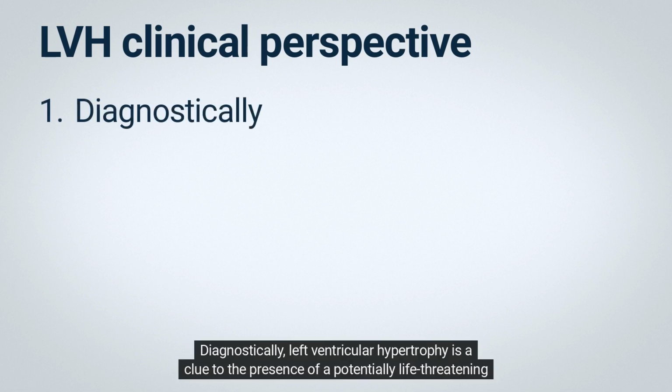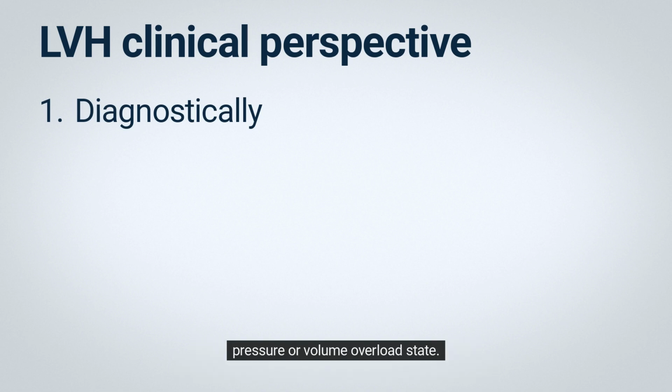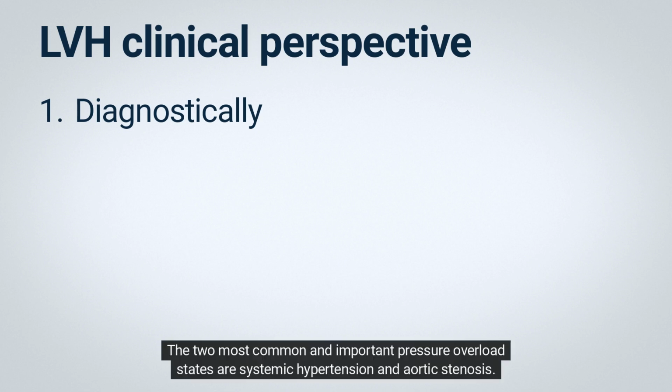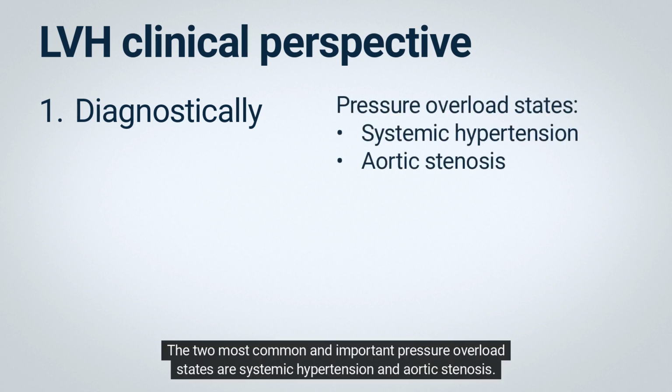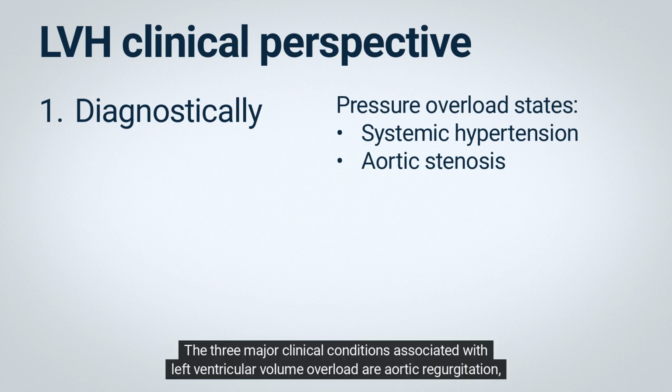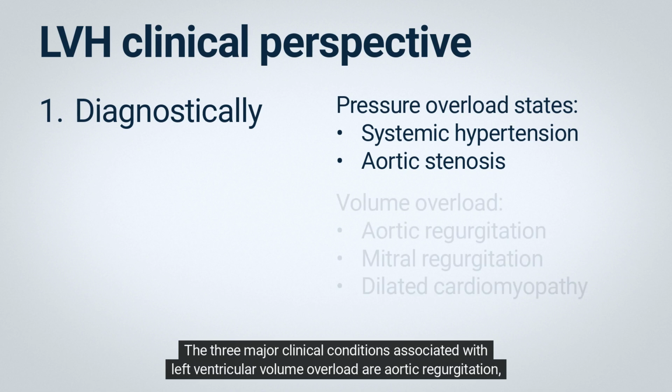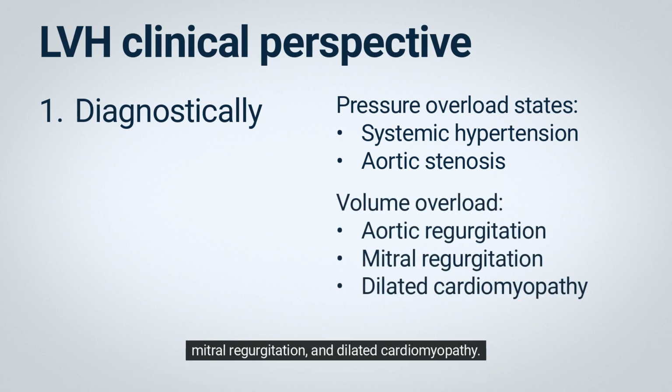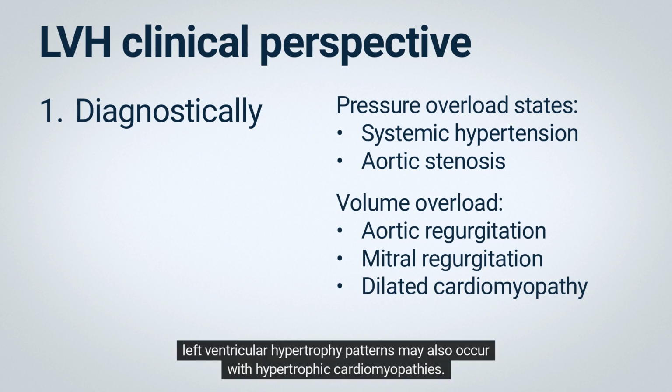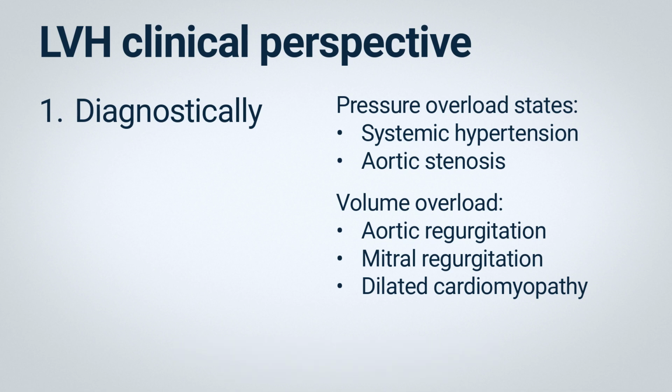First, diagnostically, left ventricular hypertrophy is a clue to the presence of a potentially life-threatening pressure or volume overload state. The two most common and important pressure overload states are systemic hypertension and aortic stenosis. The three major clinical conditions associated with left ventricular volume overload are aortic regurgitation, mitral regurgitation, and dilated cardiomyopathy. Left ventricular hypertrophy patterns may also occur with hypertrophic cardiomyopathies.